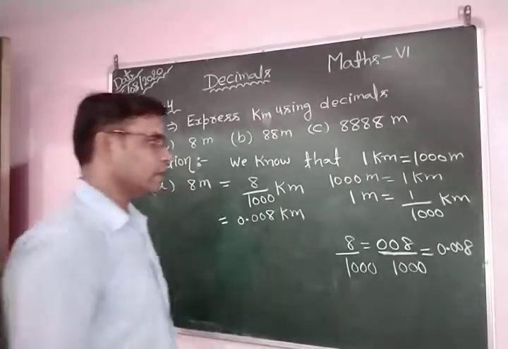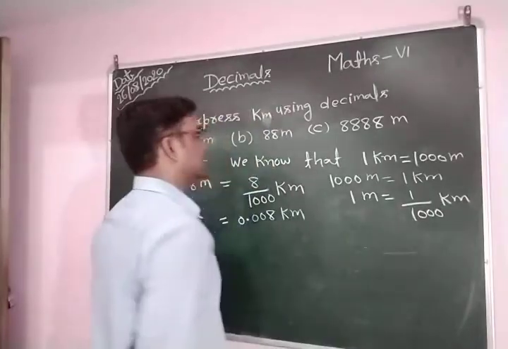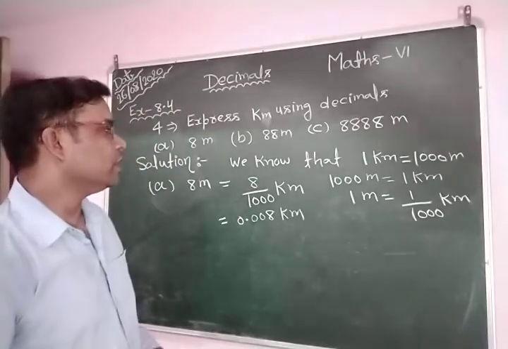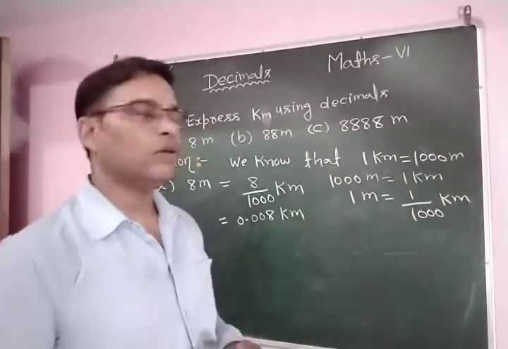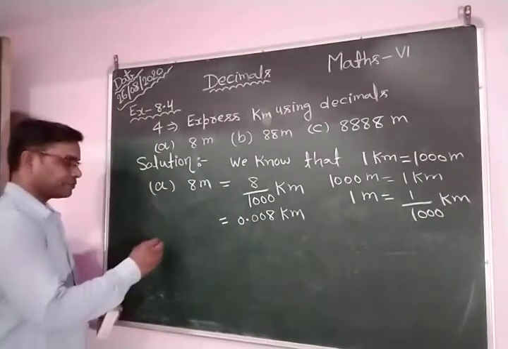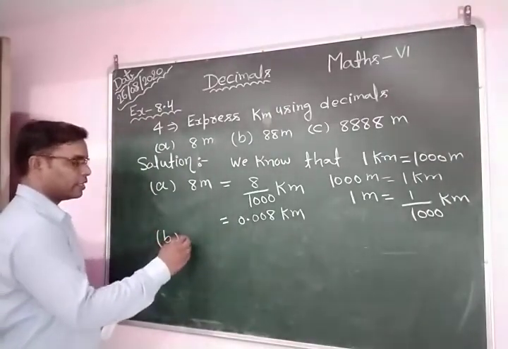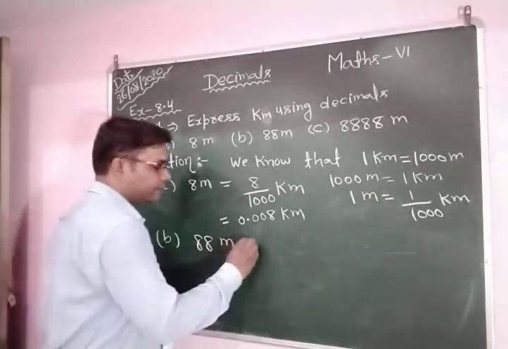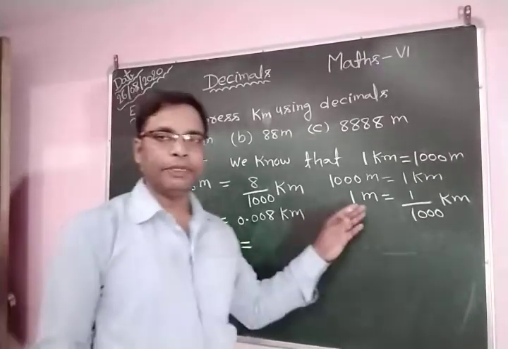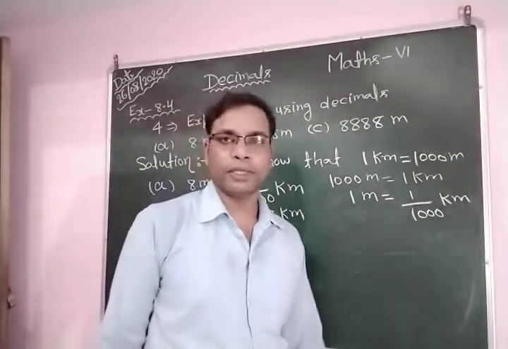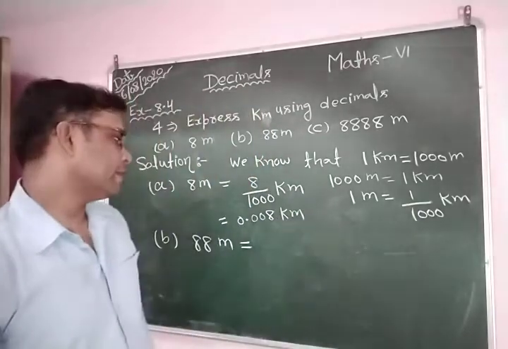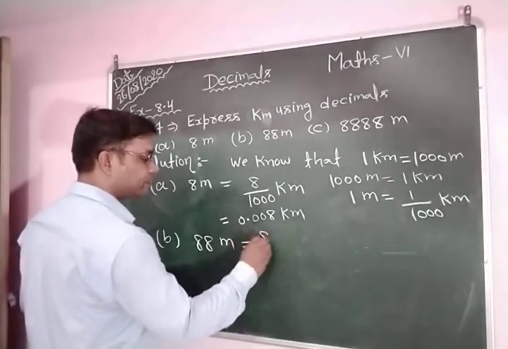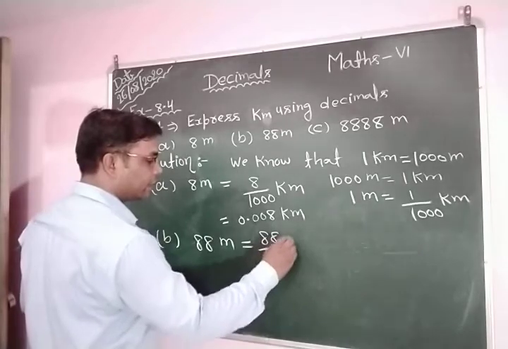Okay, now this is the next B part. B part is 88 meters. We need to convert 88 meter into kilometer. So we have 88 meter, and also we know 1 meter is equal to 1 by 1000 kilometers. So 88 meter is equal to 88 by 1000 kilometers.